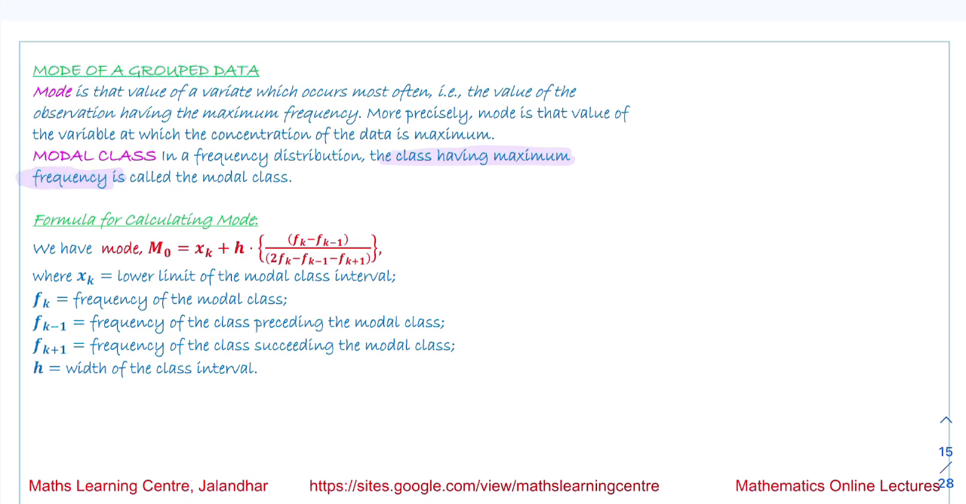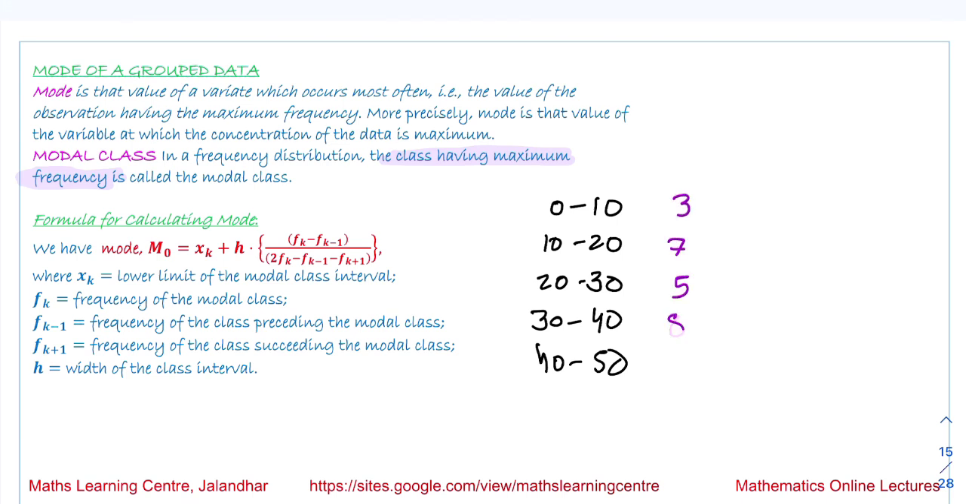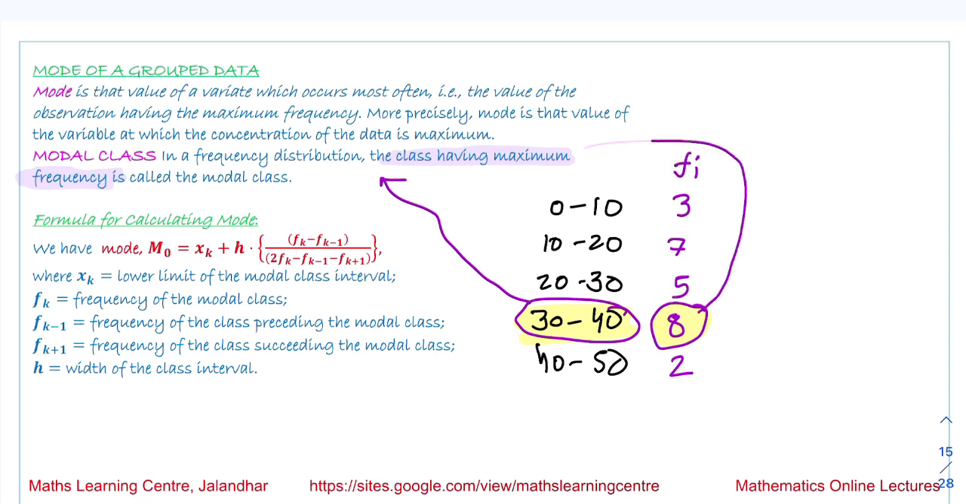Suppose the values are given to us in this form: 0 to 10, 10 to 20, 20 to 30, 30 to 40, 40 to 50, and the corresponding frequencies are 3, 7, 5, 8, 2. The maximum frequency is 8, and it corresponds to the class 30 to 40, so this is the modal class. We just have to look at these frequencies, the fi, find the maximum value, and the corresponding class is the modal class.